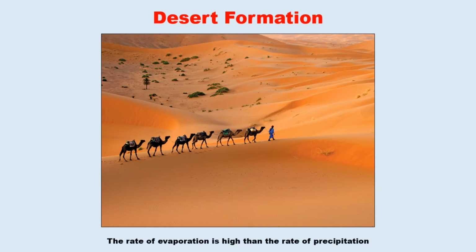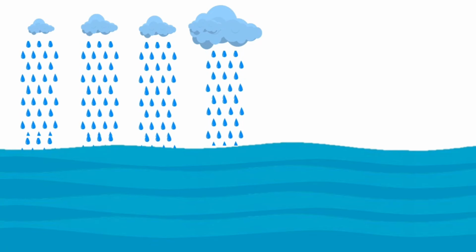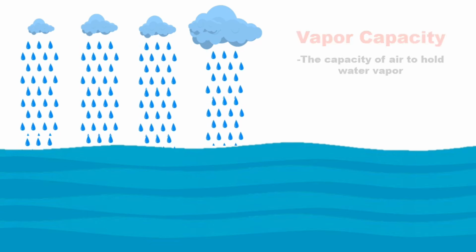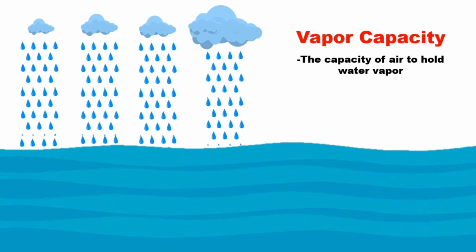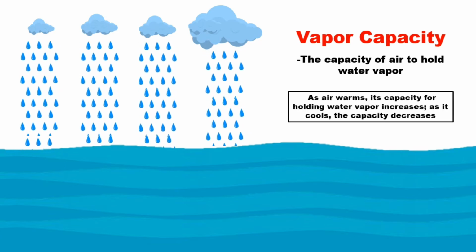When air is dry, it will exchange heat more quickly than it contains more water vapor. As the air reaches its capacity of water vapor, the excess spills out as liquid water. The capacity of air to hold water vapor is called vapor capacity. As air warms, its capacity for holding water vapor increases. As it cools, the capacity decreases.